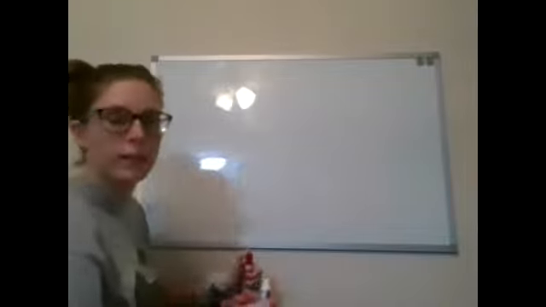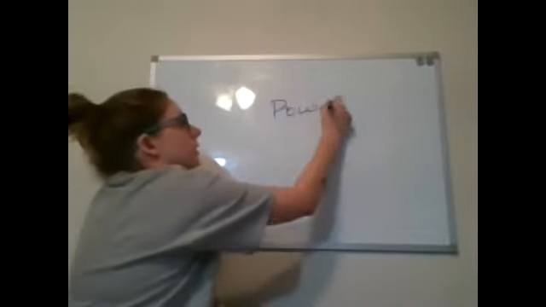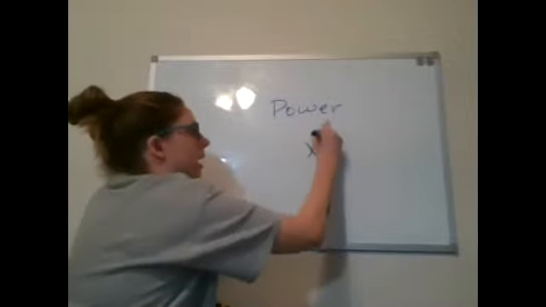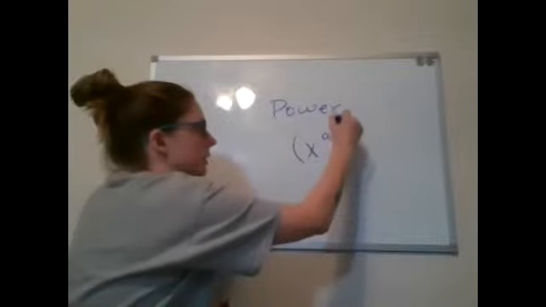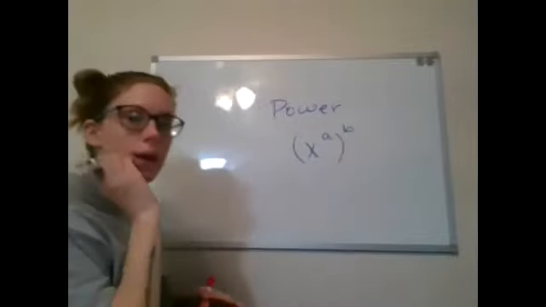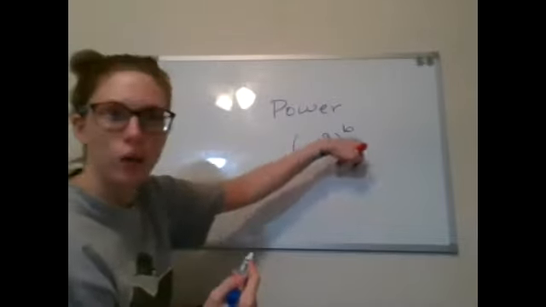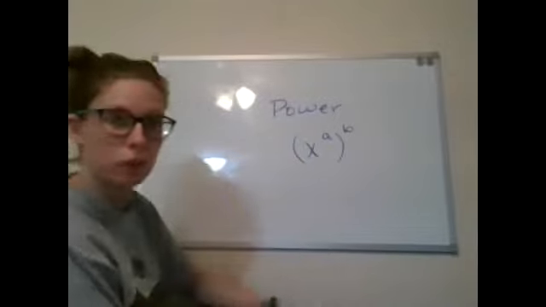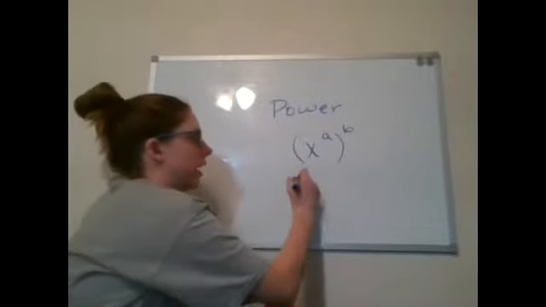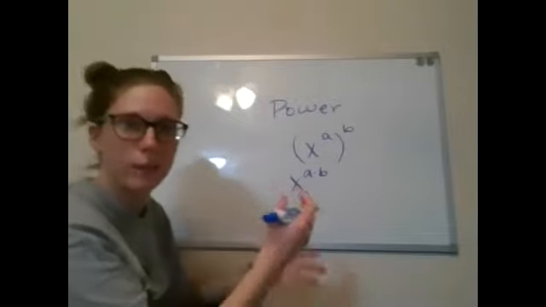The next one is the power rule. If you have anything that has an exponent already, and then there are parentheses and another exponent, this is what's called the power rule. I call it power to a power. We have an exponent to another exponent. This is when we multiply them. So this would be equal to x to the a times b.